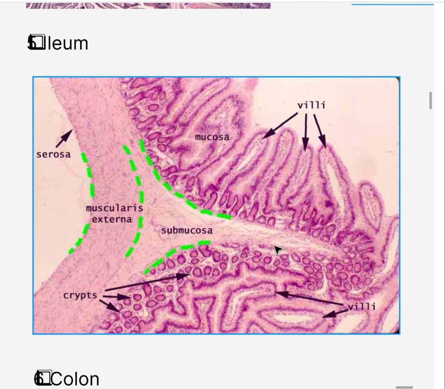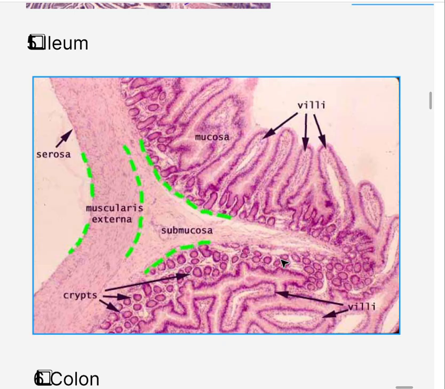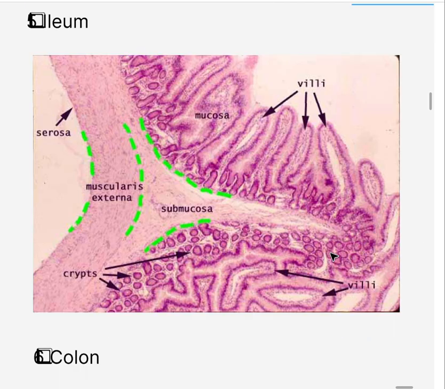Also, the goblet cells are more numerous in the ileum compared to the jejunum. Remember that. So whenever you have villi and lymphoid aggregates, it's the ileum. Okay, and shorter and blunter villi, by the way.